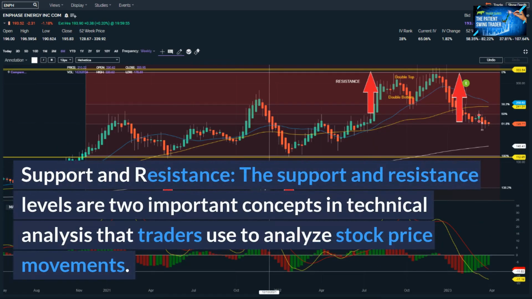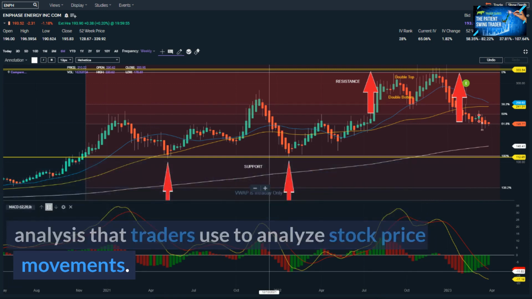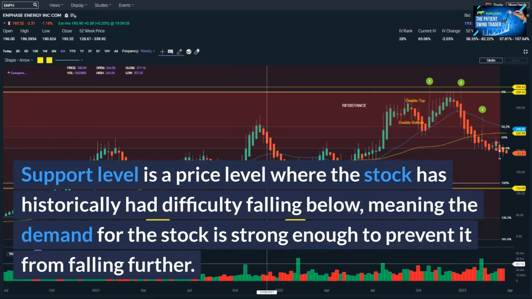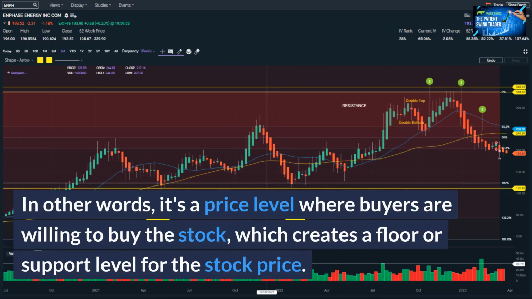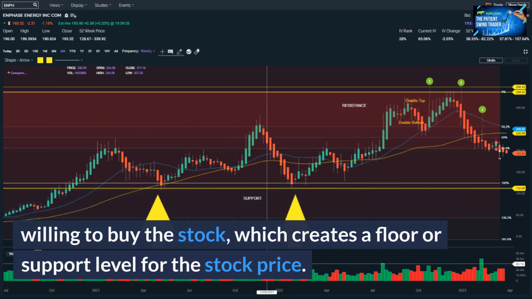Support and resistance. The support and resistance levels are two important concepts in technical analysis that traders use to analyze stock price movements. Support level is a price level where the stock has historically had difficulty falling below, meaning the demand for the stock is strong enough to prevent it from falling further. In other words, it's a price level where buyers are willing to buy the stock, which creates a floor or support level for the stock price.